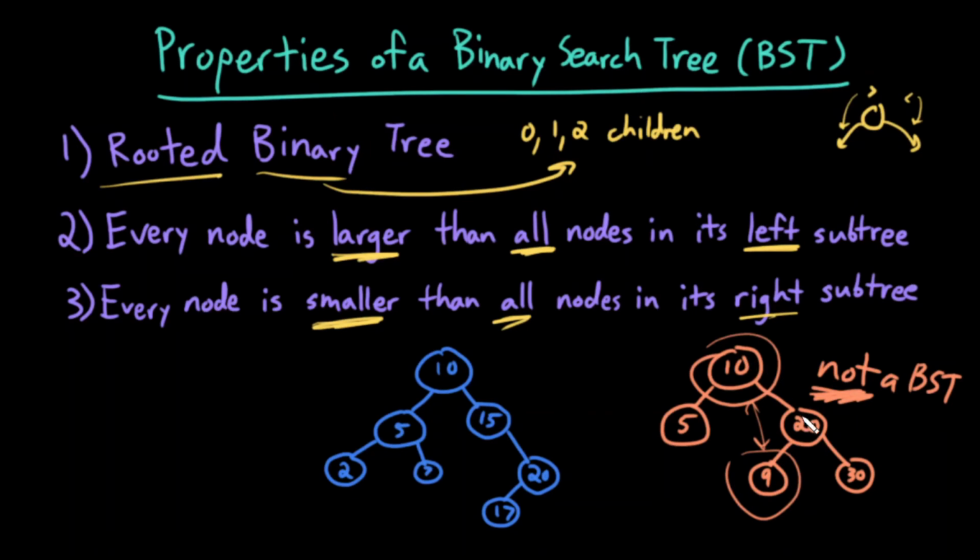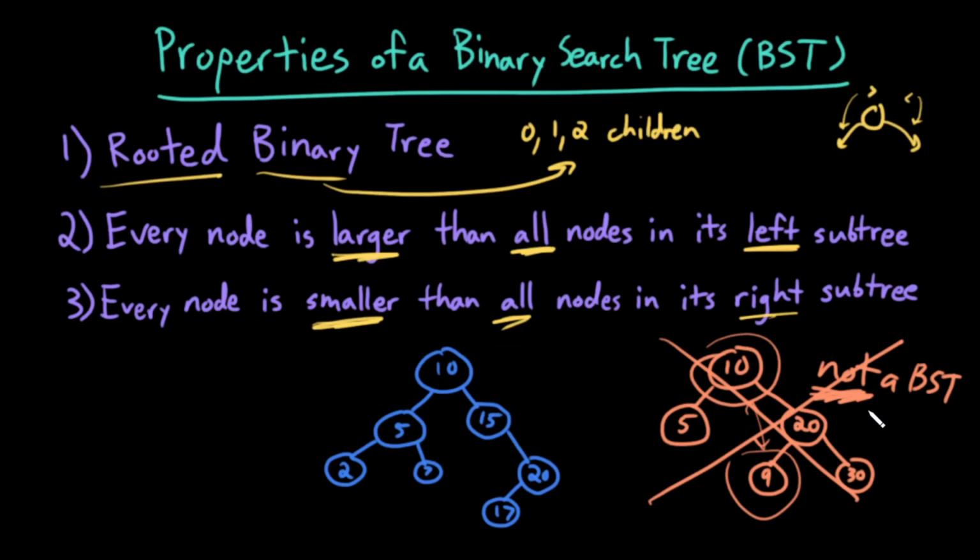10 has 9 in its right subtree, but 9 is smaller than 10. Therefore, it invalidates rule number 2. Rule number 3: 10 is not smaller than every single node in its right subtree. 10 is not smaller than 9. So this is not a BST.